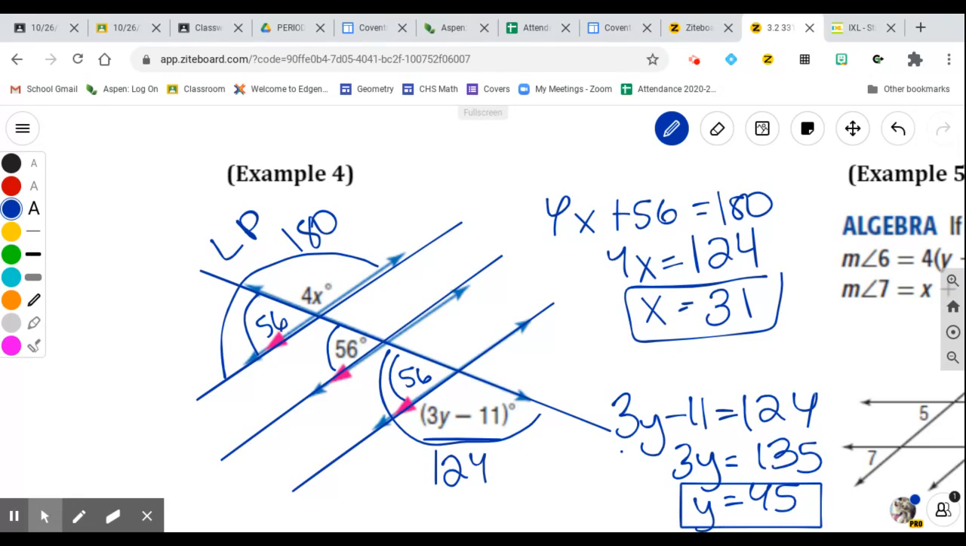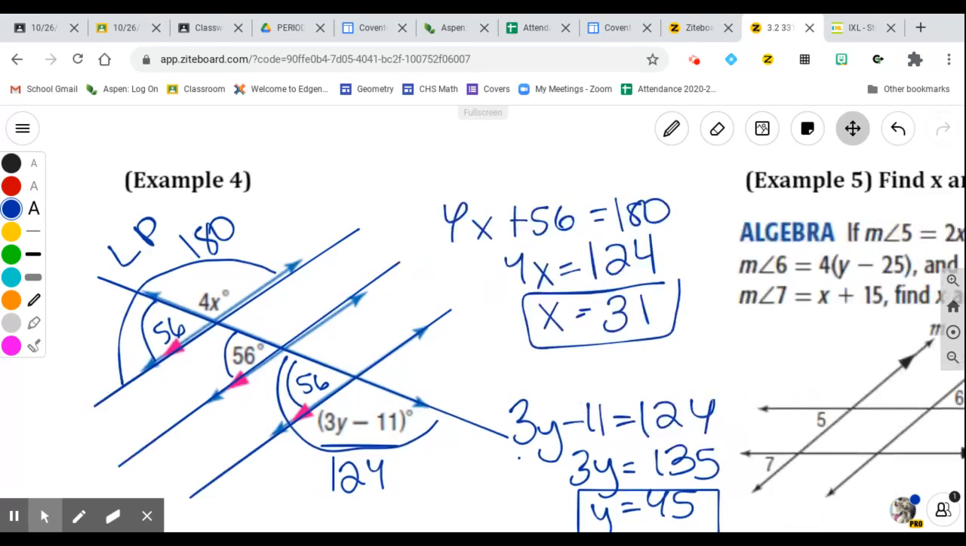So there's example 4. It has an x and a y, but you can find them independently. Like you can find x by itself, y by itself. You don't need one of them to find the other. That's what example 5 is like.